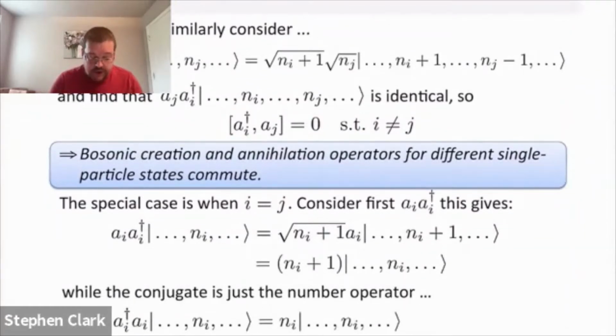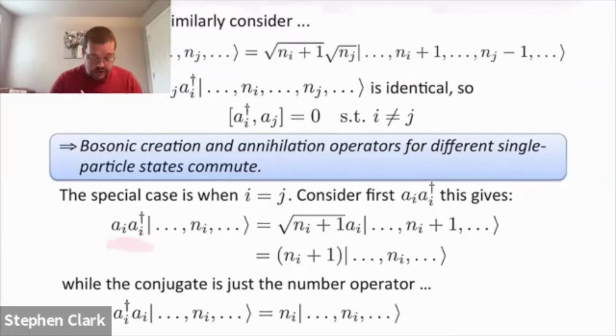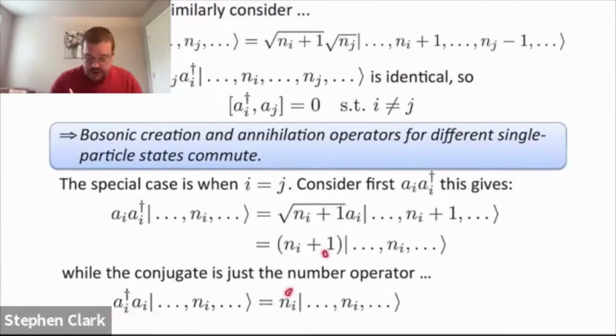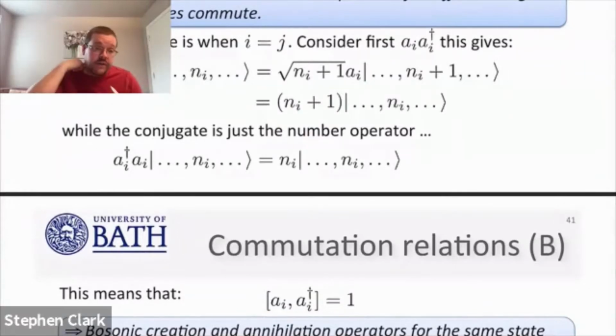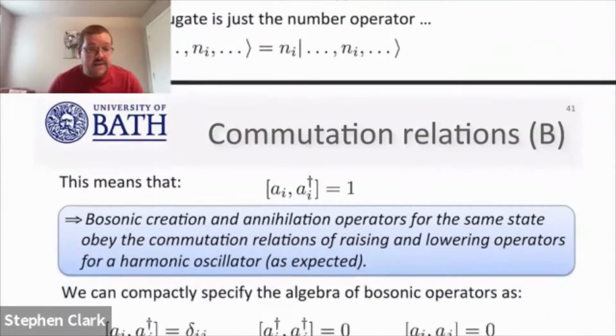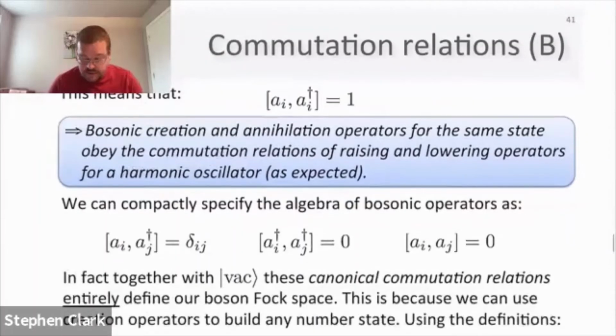You can work out what the answer is by working out this result, and you see that these two differ by 1, and that's exactly this commutation relation, which you should recognize is just the commutation relation of harmonic oscillators. So bosonic creation and annihilation operators share the algebra of harmonic oscillators, which is exactly as expected because we basically built them to do that.